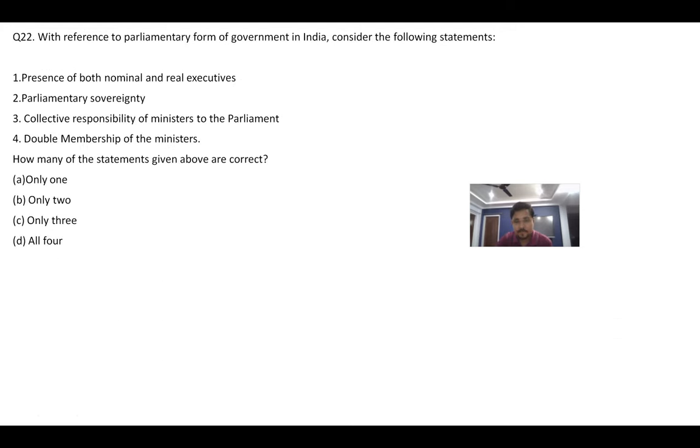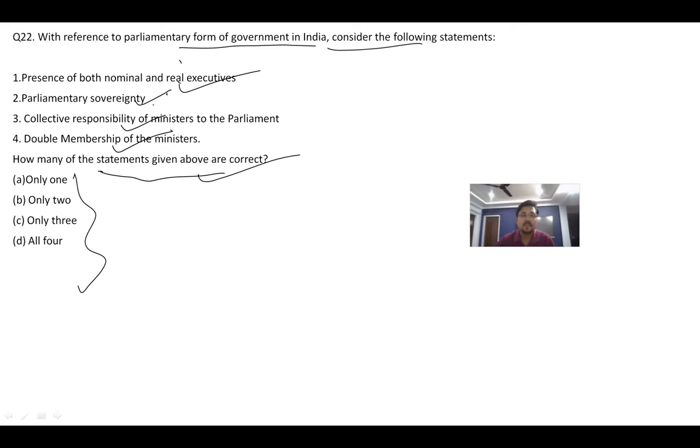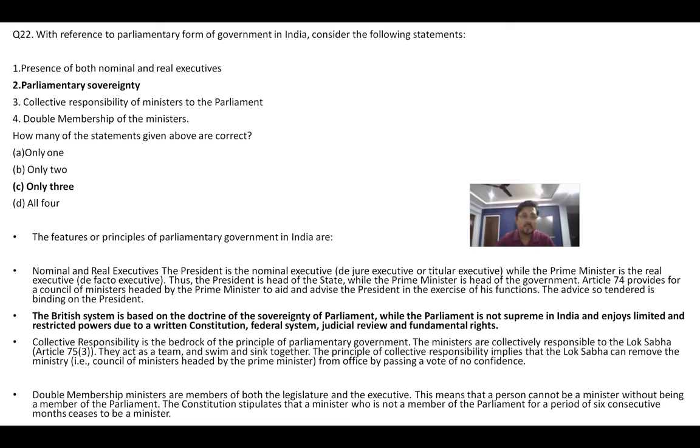Next, the parliamentary form of government of India: which is correct? Presence of both nominal and real executives, parliamentary sovereignty, collective responsibility of ministers to the parliament, double membership of the ministers. So how many of the given statements are correct? Here only three statements are correct.